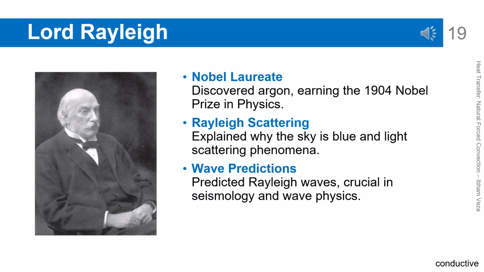Lord Rayleigh's contributions. Lord Rayleigh was a major figure in physics and fluid mechanics. His name is used in the Rayleigh number, which is very important in convection analysis. The Rayleigh number combines the effects of buoyancy and thermal diffusion. This concept is used to predict whether convection flow will occur or not. His contributions form the basis of many theories of flow stability and heat transfer.